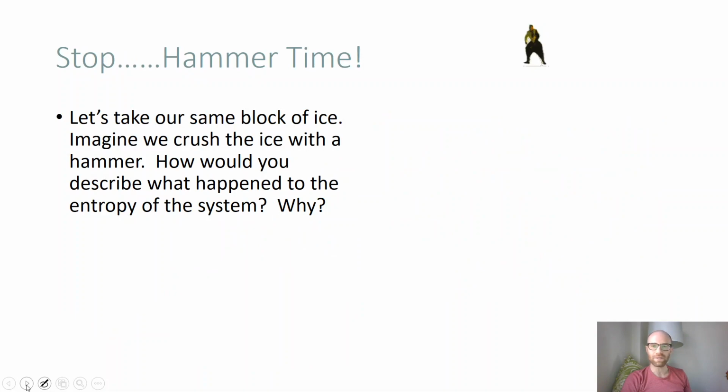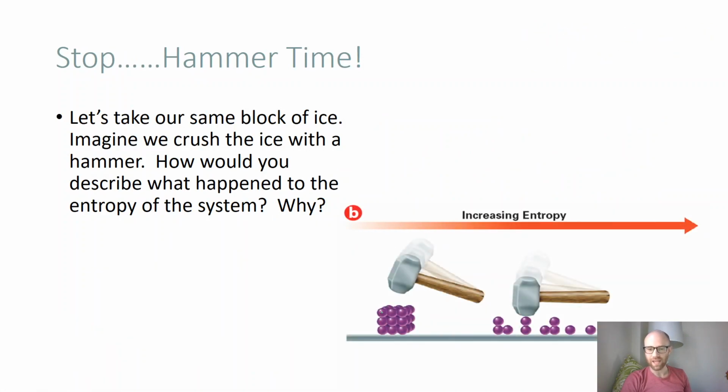If we took the same solid block of ice and we hit it with a hammer, you could also look at one big sample, like one crystal, versus several tiny grains. And in this case, even though it's a physical change, we would consider this an increase in entropy.